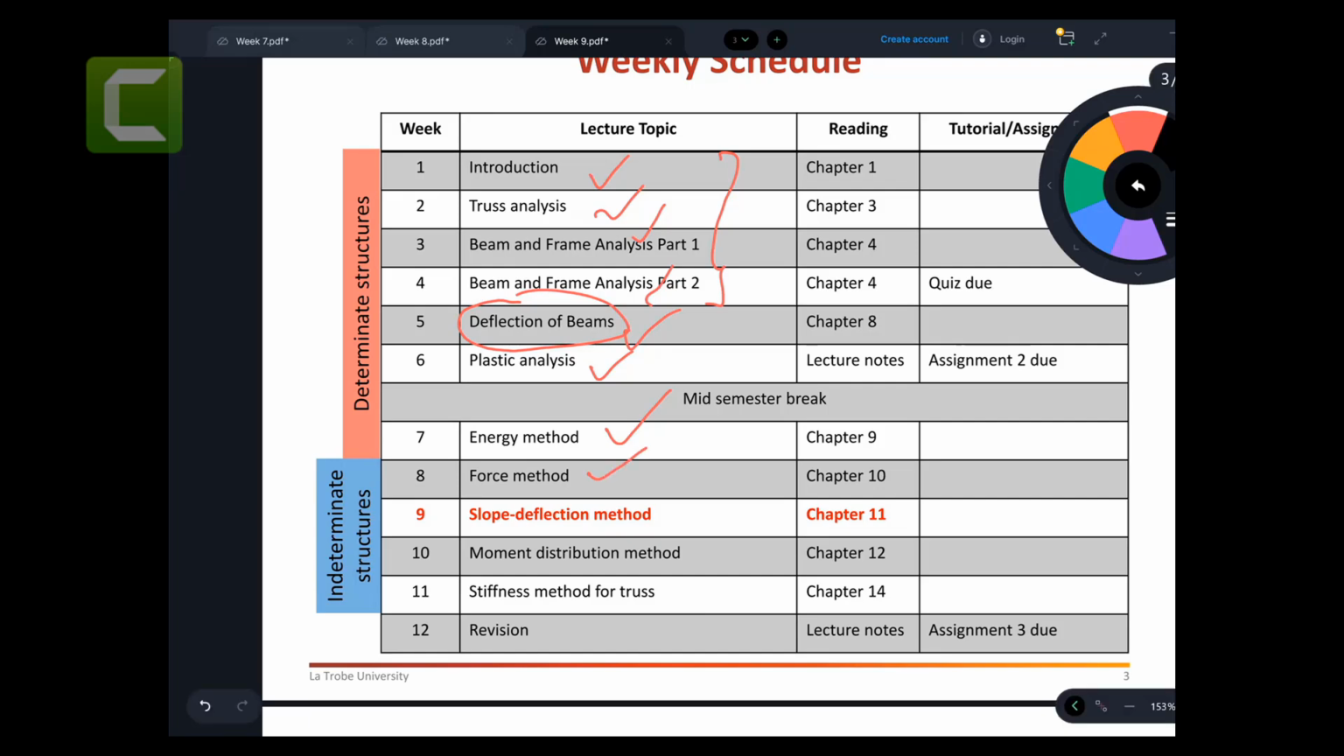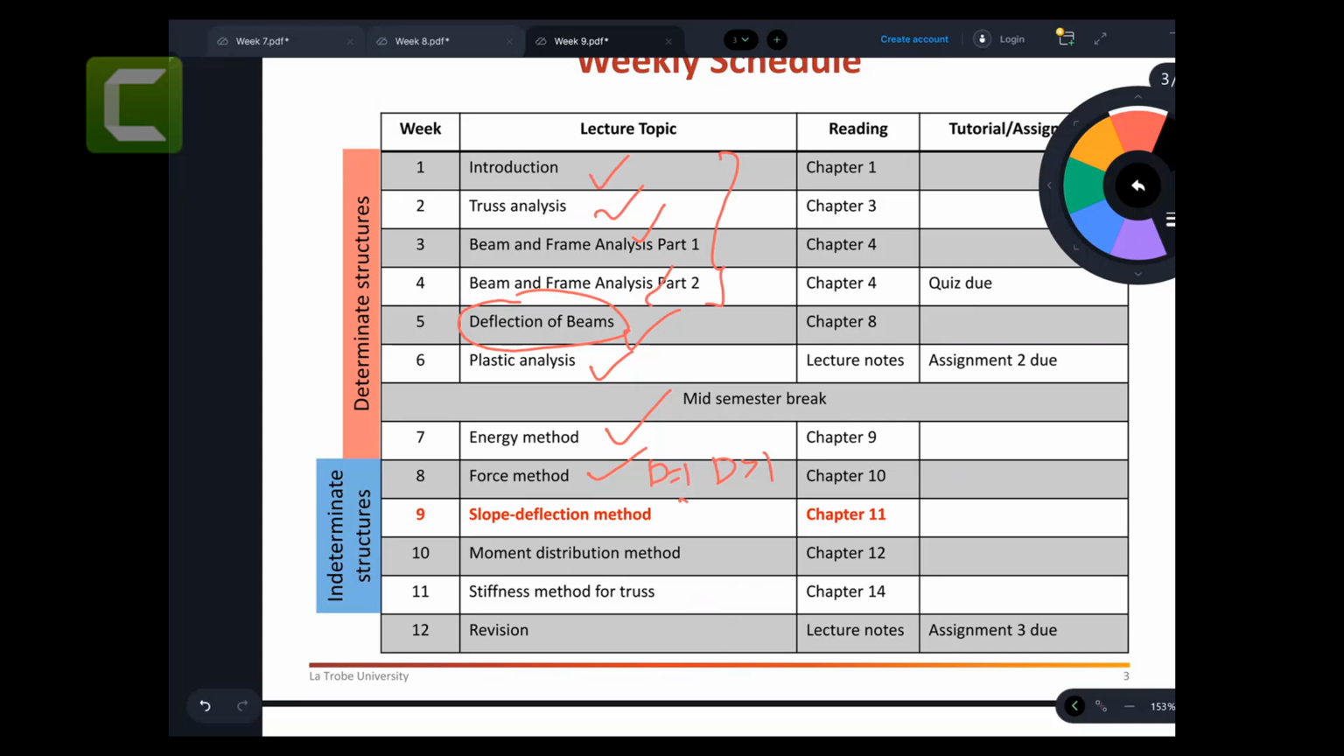Now the force methods, last week we discussed those. So the force method has one limitation: it works very well when the static degree of indeterminacy D equals 1. And if it becomes greater than 1, and if it is 3, it is quite challenging to apply those force methods.